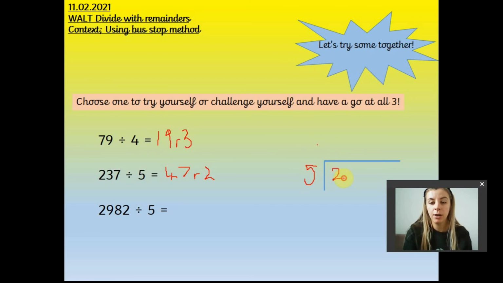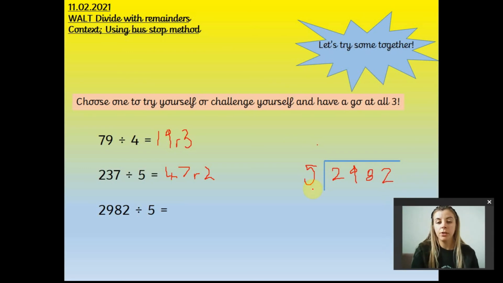So 2,982. So I'm going to move myself down a little bit. So let's start off. How many 5s go into 2? Obviously we know that no 5s go into 2 because it's bigger. So we'll cross that out and we'll carry that over to make that, well, we can say 29 is actually obviously going over into the hundreds column.